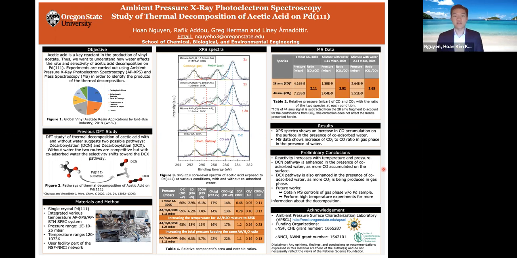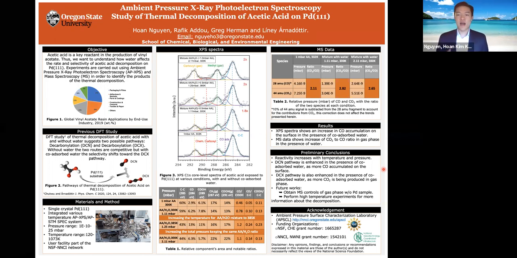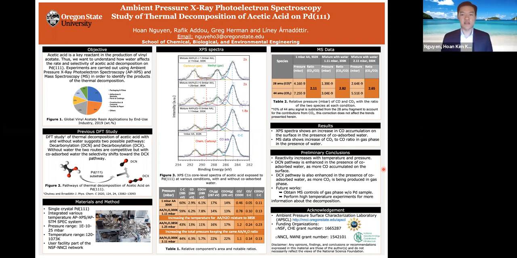For future work, we would like to obtain a control of the mass spec of just the gas phase without the palladium sample to see whether or not the change in the ratio of carbon dioxide to carbon monoxide is due to the surface reaction. And we would also like to perform a high temperature XPS experiment to get more information about the decomposition.